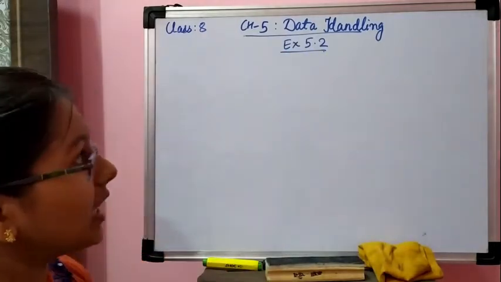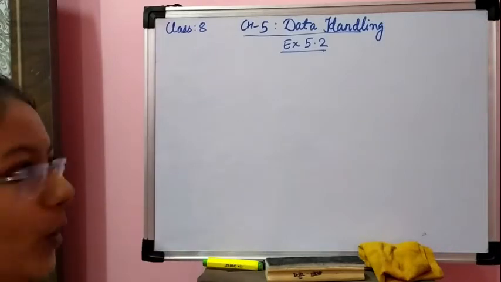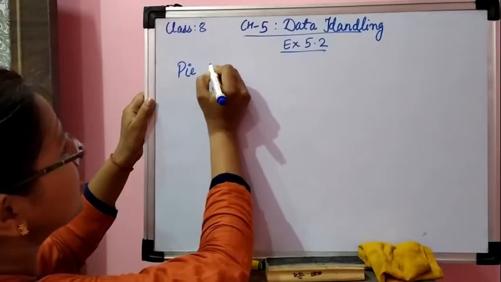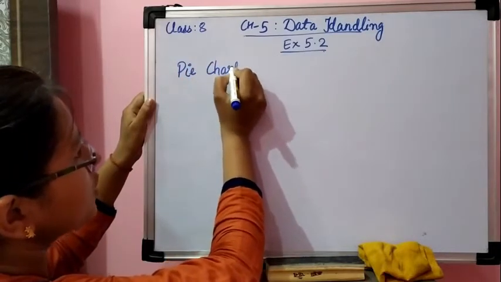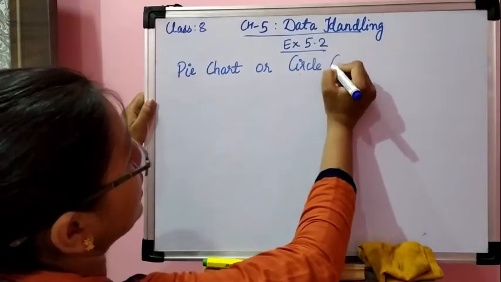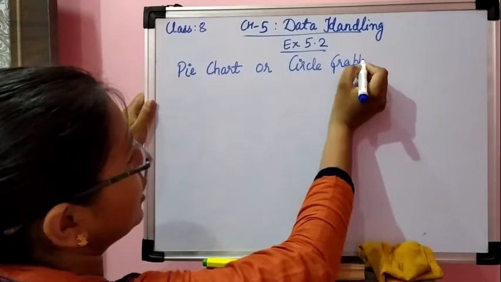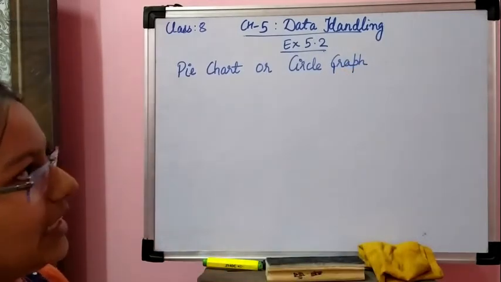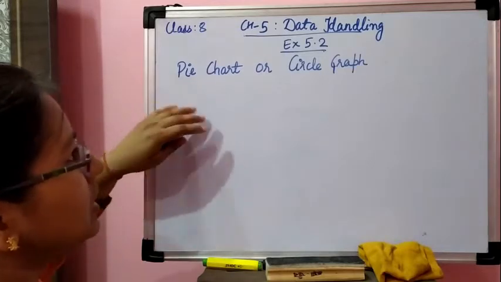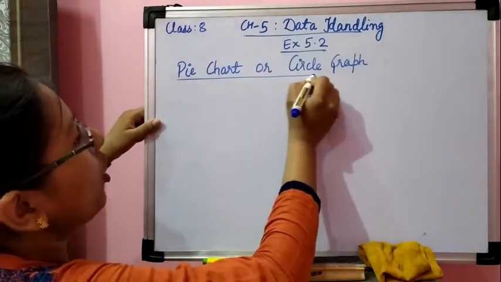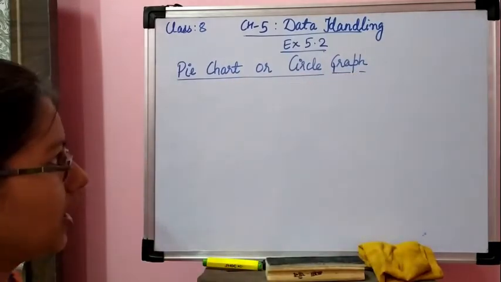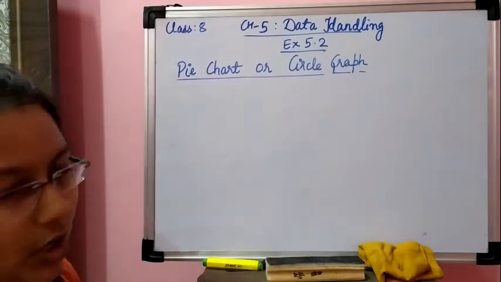But before starting that, I would like to introduce you to a term that is new for you, that is pie chart, and we also call it circle graph. There are different ways of representing or organizing any data. This is also one of the methods to organize data, and it is called a circle graph or pie chart.